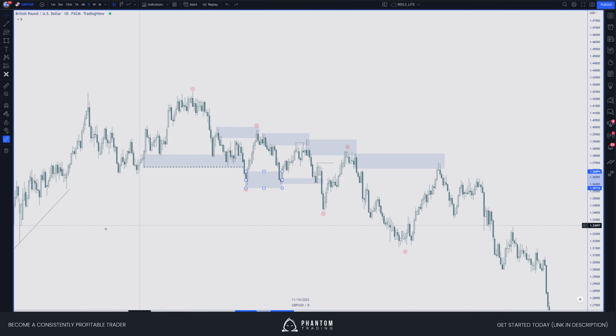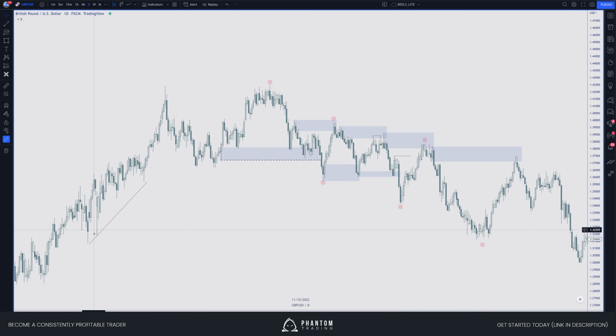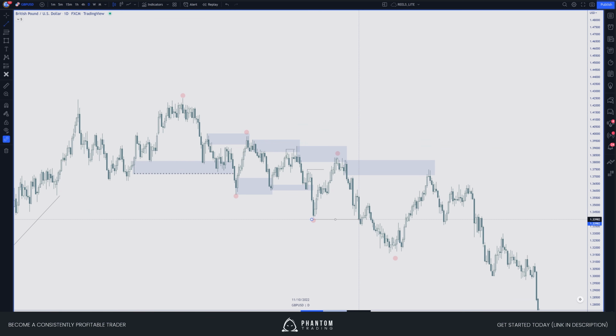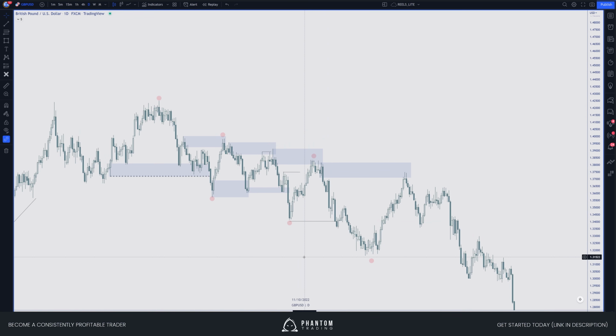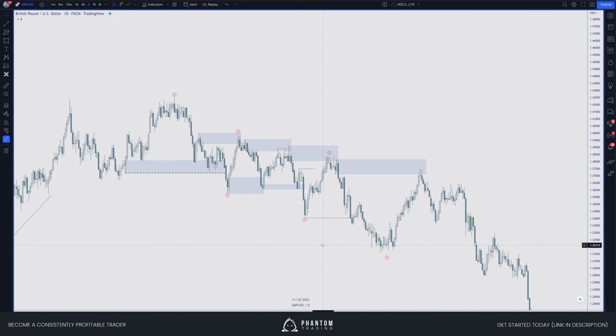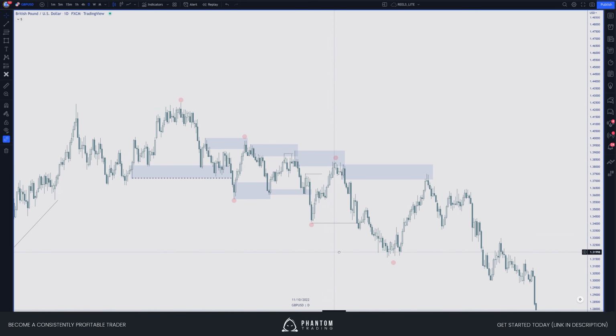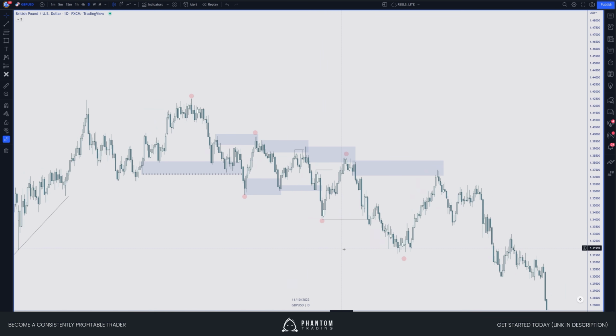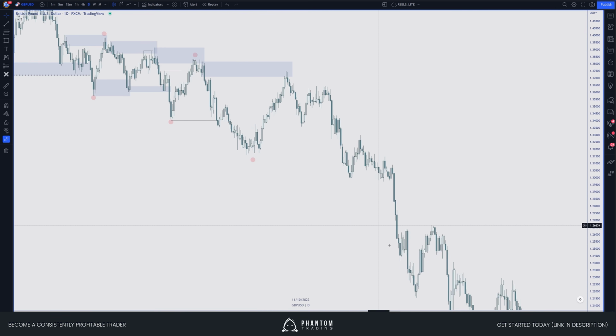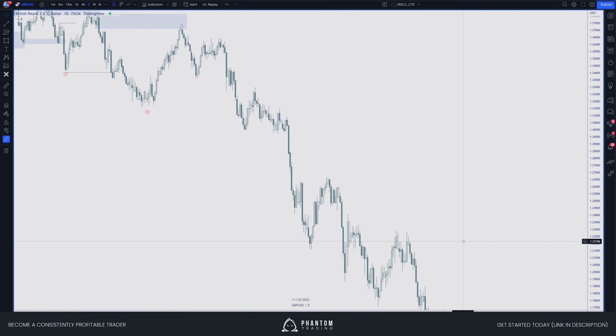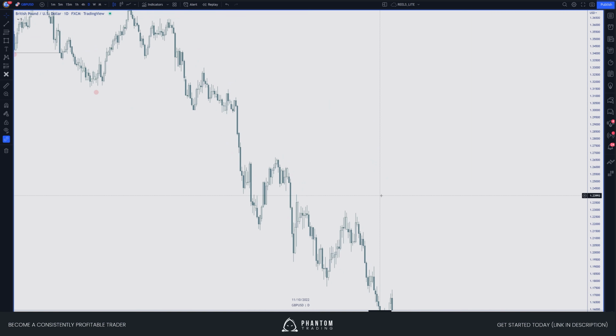Is there liquidity to target? Yes, there's liquidity to target here, as well as liquidity sitting below our weak lows, if we're just looking at structure. So a lot of liquidity to target. And is there high momentum? I wouldn't say there's a lot of momentum in this one, but let me quickly show you guys a real world example of high momentum.